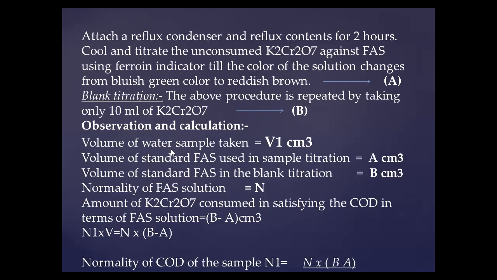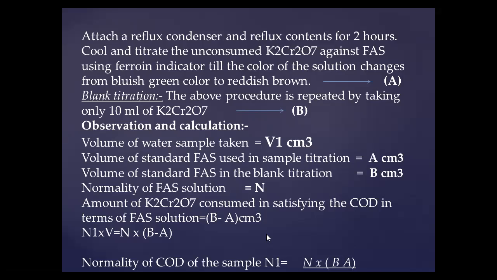The volume of water sample taken is V1 ml, that is, V1 dm cube of solution. The volume of standard FAS used in the sample titration is A cm cube. The volume of FAS used in the blank titration is B cm cube. The normality of FAS is N. The amount of K2Cr2O7 consumed in satisfying the COD, in terms of FAS, is the difference between the blank titration and the sample titration. So that we are going to write it.